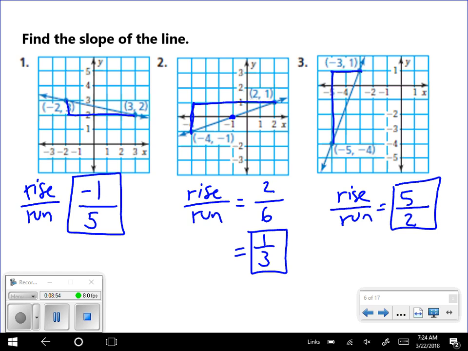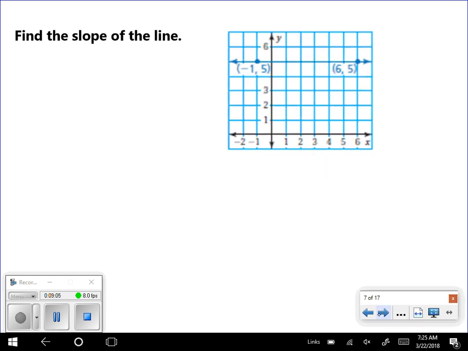We are going to look at one other way we can find slope, and this is maybe a little bit more difficult, but as we move forward, you're going to have to be able to do this. So let's take a look here. Oh, I forgot. Sorry. We talked yesterday about horizontal and vertical lines, so we want to talk about the slopes of horizontal and vertical lines.